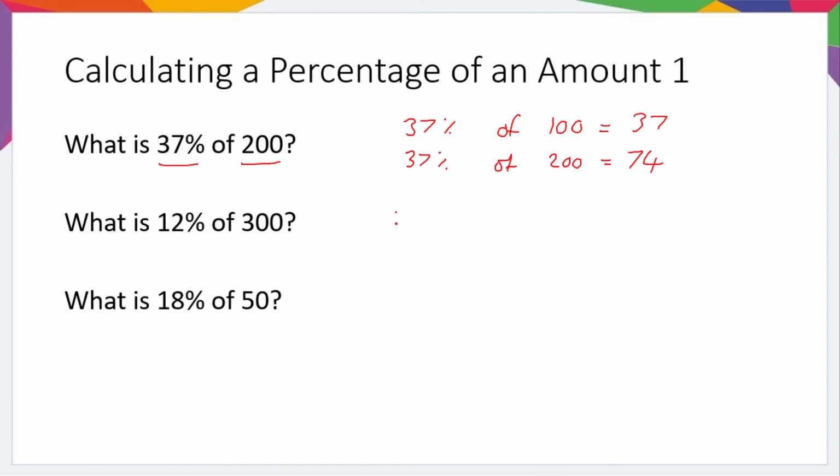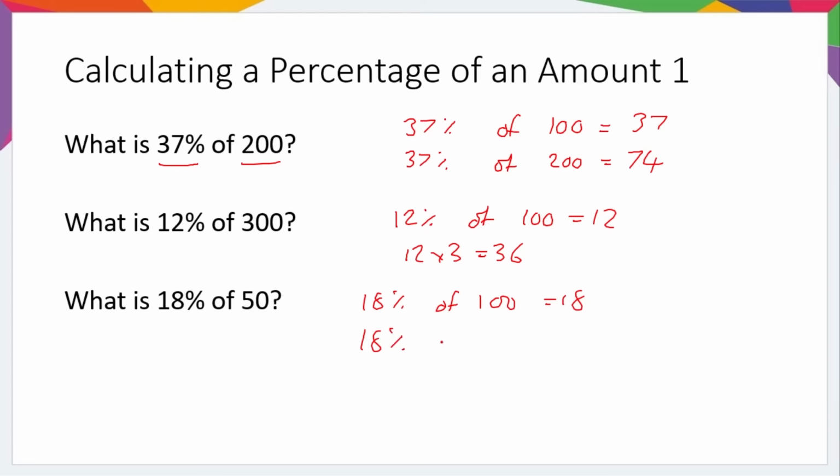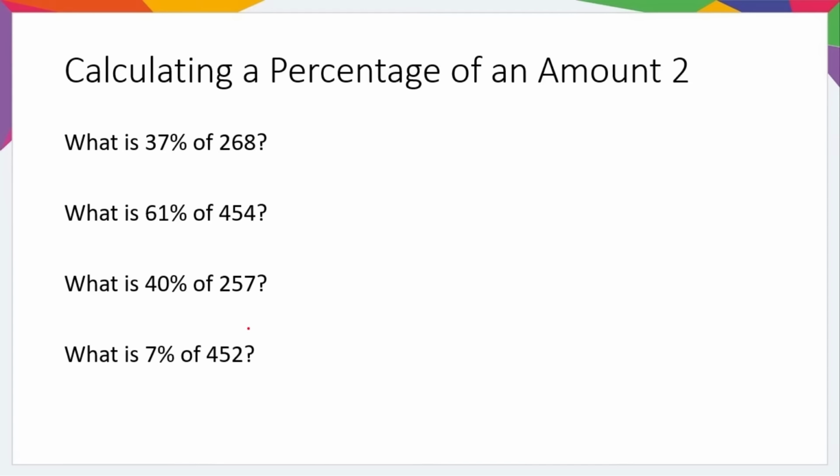12% of 300, well, 12% of 100 is 12. So 12% of 300 is simply 12 times 3, which is 36. 18% of 100 is 18. So therefore 18% of 50, which is half of 100, is going to be half of 18, which is 9. So if you have a nasty percentage amount, but the total is a multiple of 100 or a factor of 100, then you can work out the percentage amount quite easily.